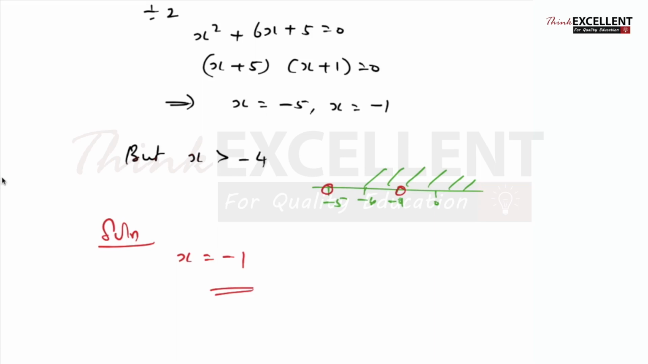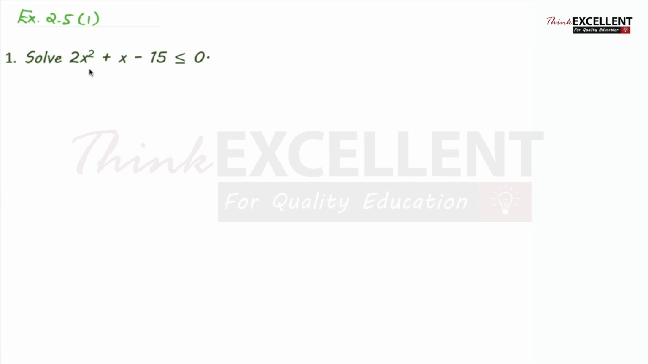Then in the exercise, two questions are given. Very simple questions. I will just tell you the method, you can do that. 2x square plus x minus 15 equals 0. First you have to find the critical numbers. For that what do you do? Equate with 0, right? 2x square plus x minus 15 equal to 0, and solve it. I am just going to give the values, you can try this, okay? You will get minus 3 and 5 by 2.